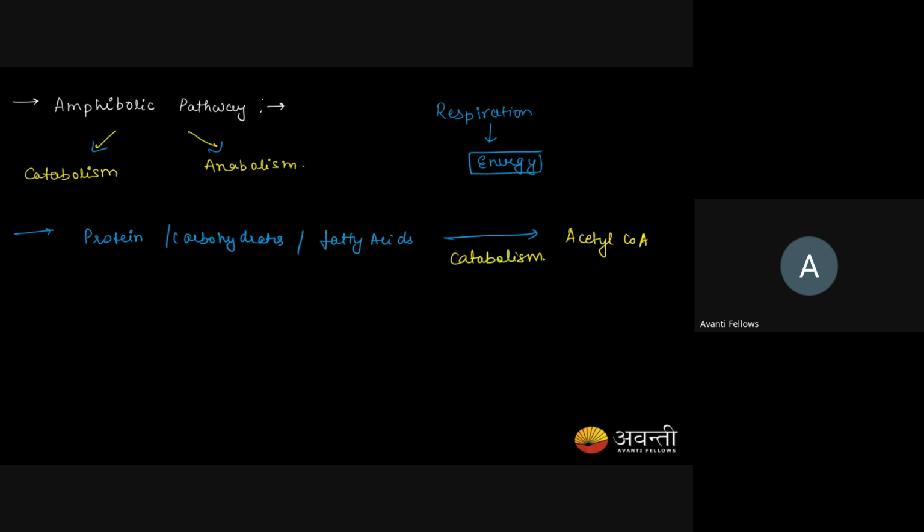What are we doing here? We are breaking down protein, carbohydrate, fatty acid into acetyl CoA. This is one process. Then acetyl CoA will go into the TCA cycle and it will give rise to CO2 plus H2O plus energy. Understood? Now, why are we calling it anabolism?